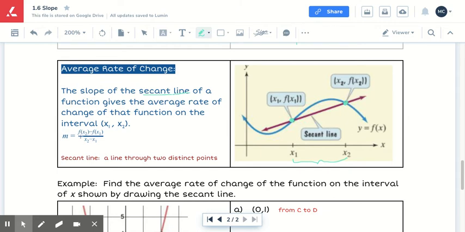And just as a reminder there, f of x2 is the y value of the second point, and f of x1 is the y value of the first point. So really, this is just the slope formula. It's just using function notation instead of y's.